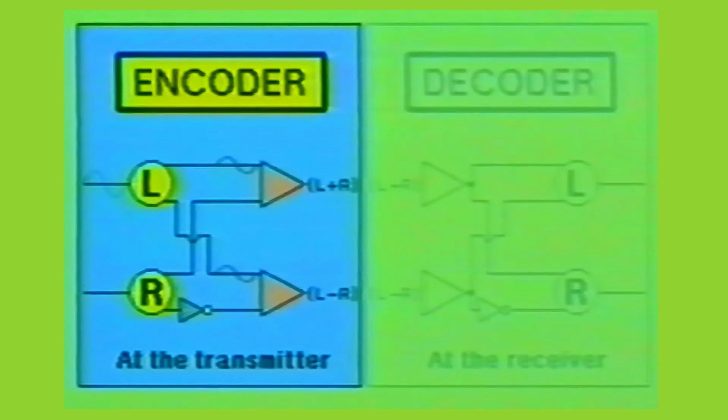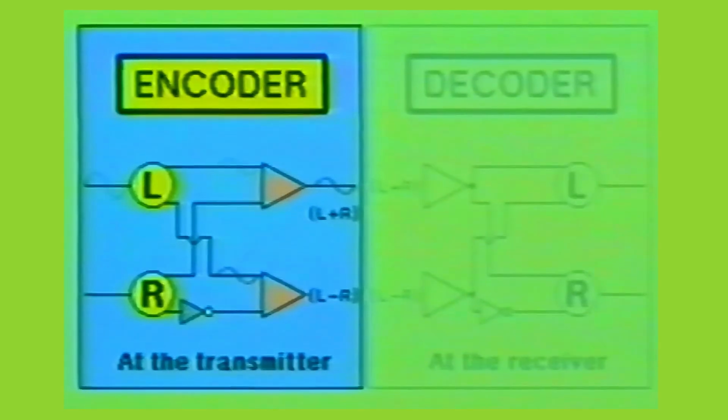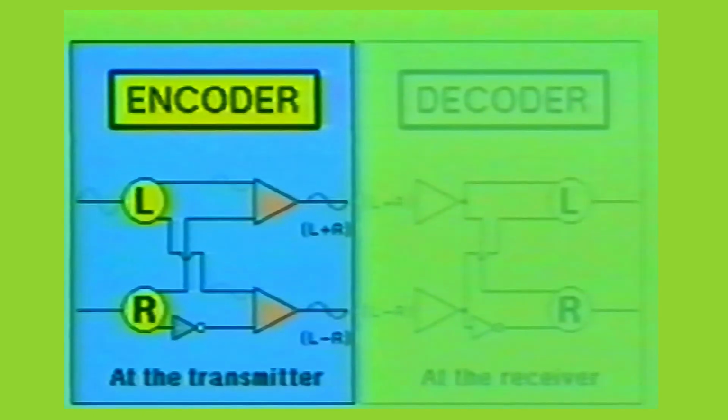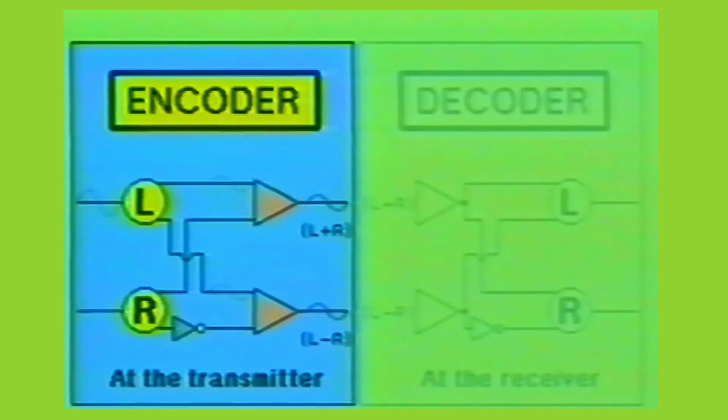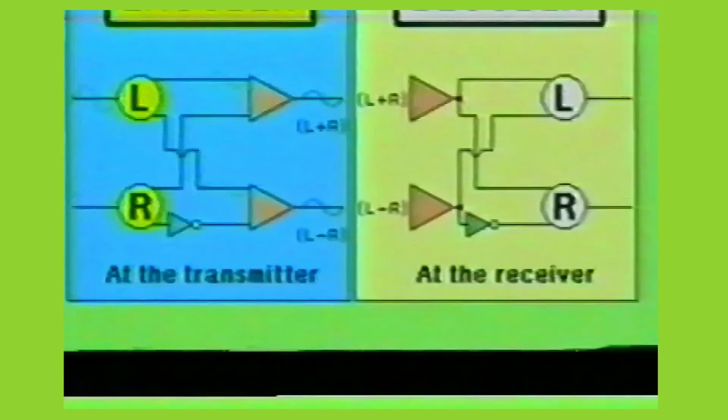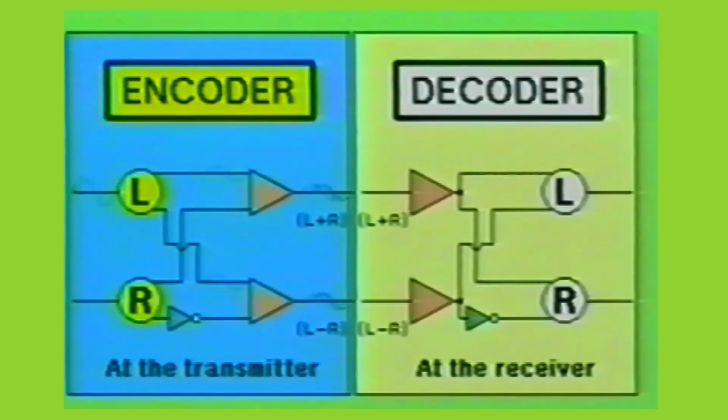The output of the L plus R summing amp will be an in-phase reproduction of the left soundtrack, but at half the amplitude, or a half unit. The output of the L minus R summing amp will also be an in-phase reproduction of the left soundtrack, but at half a unit. The decoder matrix uses both halves of L plus R and L minus R signals to reproduce the original information encoded.